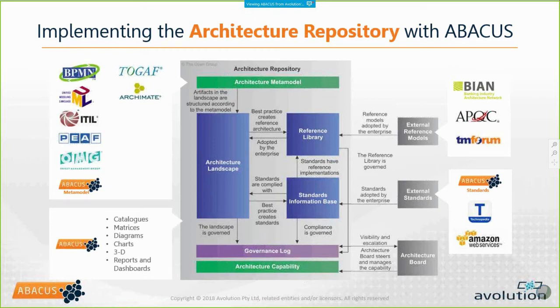And finally, at the bottom left-hand corner, we have the standard views that ABACUS uses to populate the architecture repositories. So the first three are certainly referenced in TOGAF: catalogs, in other words, inventories of information, be they processes or applications; matrices that show the relationships in your architecture; and diagrams. But ABACUS actually takes it further. It has a number of artifact types which are not necessarily referenced in the standards. Things like charts for showing metrics and KPIs, 3D views, and reports and dashboards. And I'll talk a bit about those later.